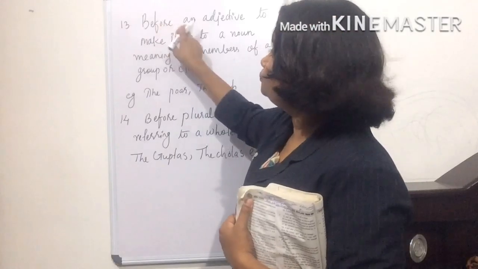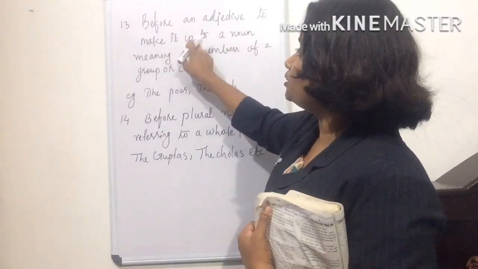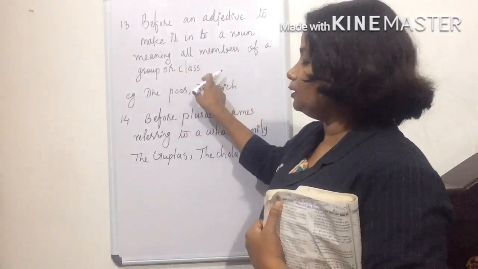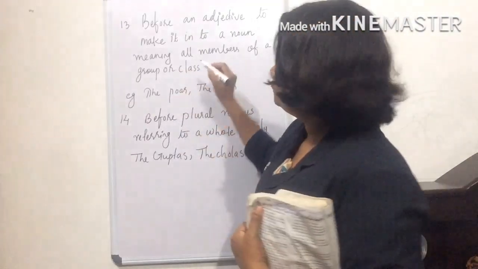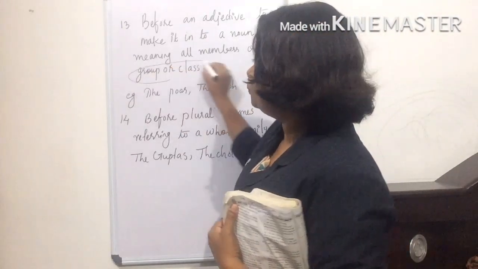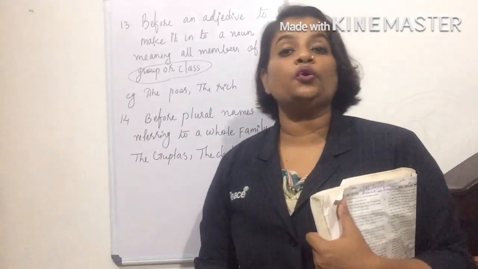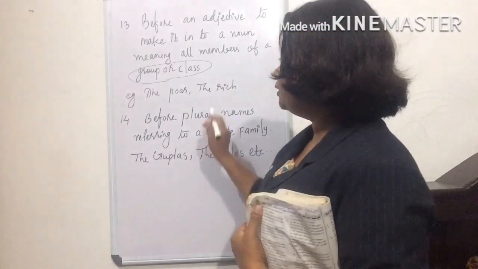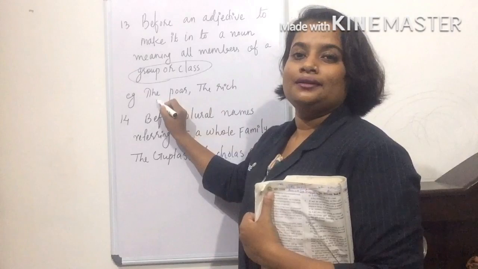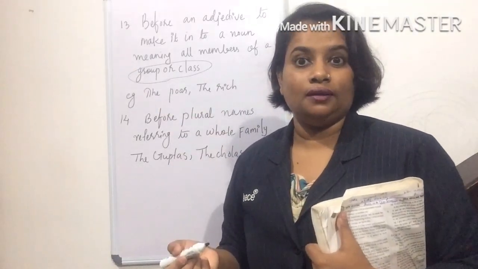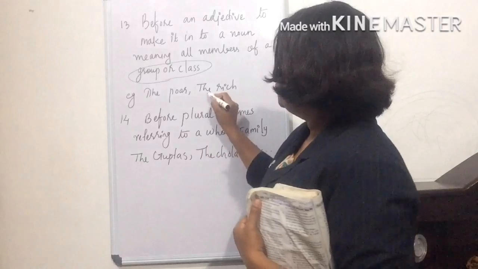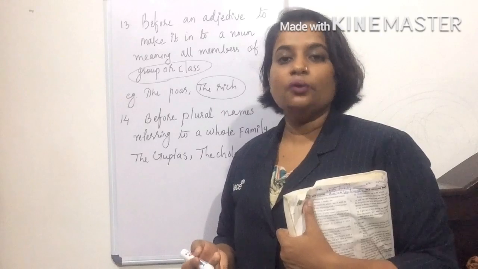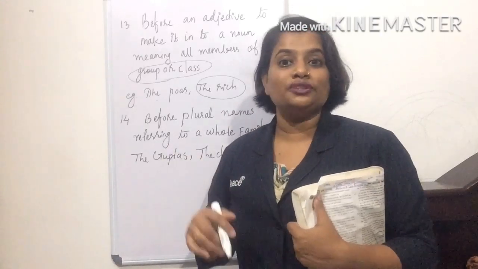Okay, the before an adjective to make it into a noun, meaning all members of a group or class. If the noun indicates a group or class, members of a group or class, in such a situation you can use the before the noun. Okay, the poor means the noun indicates poor people or the poor family. The rich means the noun indicates rich people or the rich family. On such occasions you can use the before the noun.